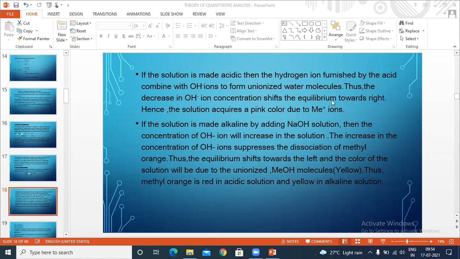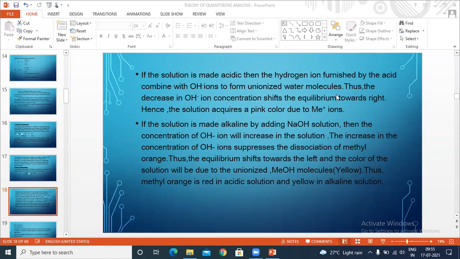In acidic medium, if you add methyl orange, H plus ions are liberated from the acid. These H plus ions react with the OH minus ions from the methyl orange, converting them into unionized water molecules. So the concentration of OH minus ions is going to decrease, because whatever OH minus ions are formed when methyl orange dissociates are ready to react with the H plus ions formed in the acidic medium. So the concentration automatically decreases.